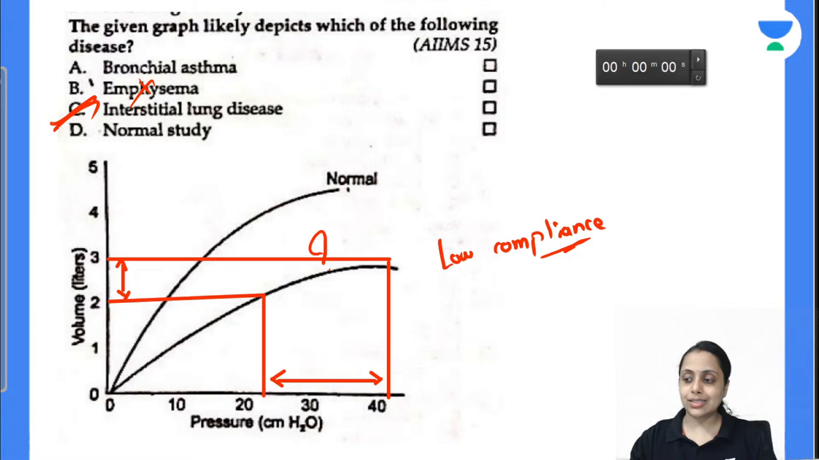Do reply fast. Is this clear? Moving further to the next question.